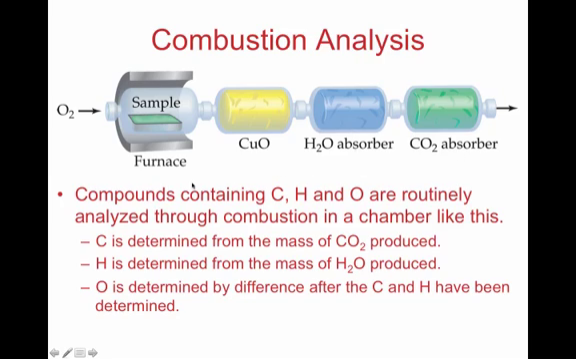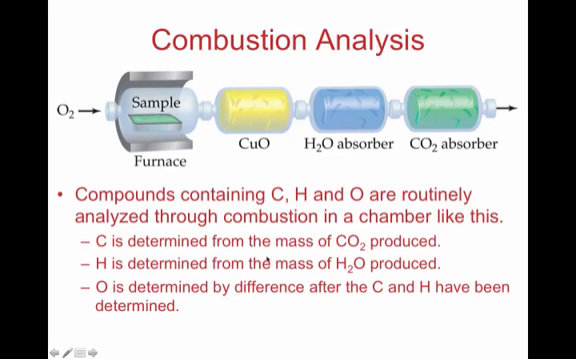Well, the carbon is determined by the mass of the CO2 produced. Okay, we know how much CO2 is going to be produced. We can go from typically a gram measurement to the moles of CO2 produced, moles of CO2 to the moles of carbon produced, and that will give us the grams of carbon. We can go from moles of carbon produced to grams of carbon by using the molar mass.